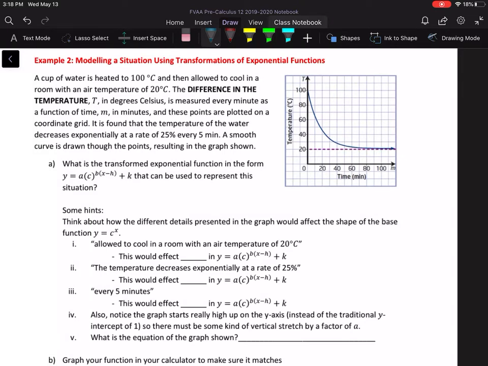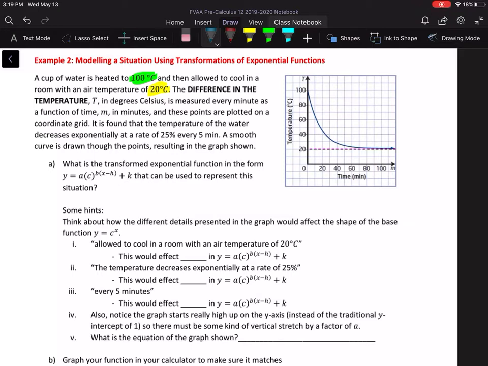A cup of water is heated at 100 degrees Celsius and then allowed to cool in a room with an air temperature of 20 degrees. So starting temperature 100 degrees, room temperature 20 degrees. The difference in the temperature T in Celsius is measured every minute as a function of time m in minutes, and these points are plotted on the coordinate grid. It is found that the temperature of the water decreases exponentially at a rate of 25% every 5 minutes. A smooth curve is described through the points, resulting in the graph shown.